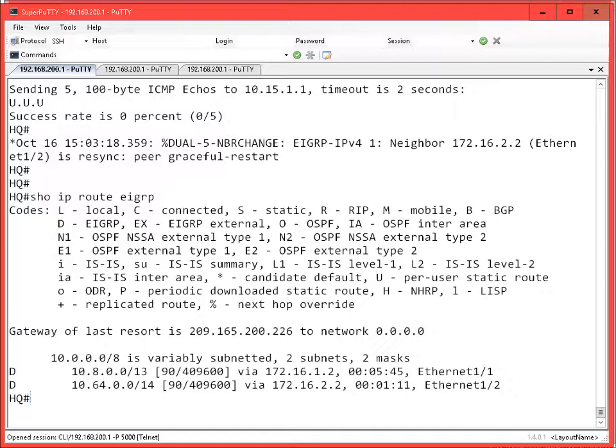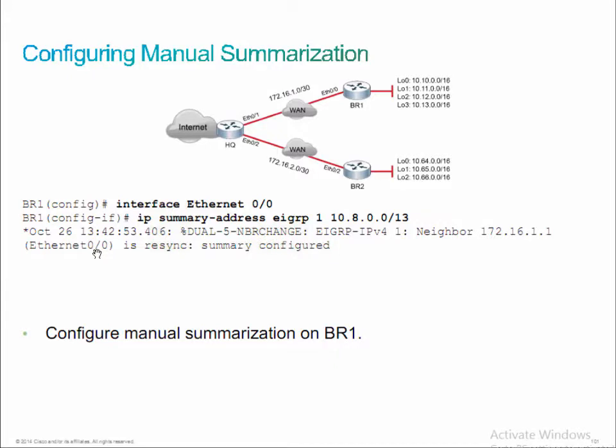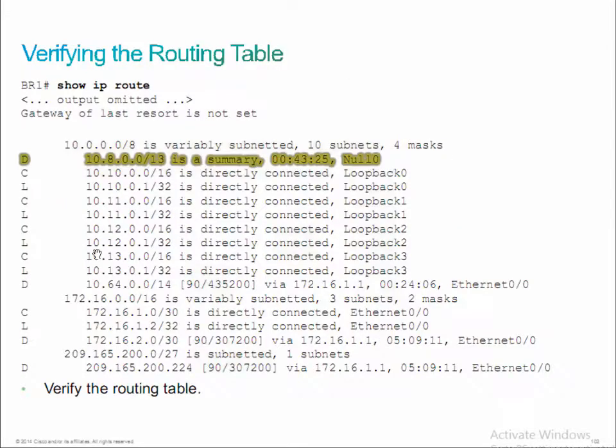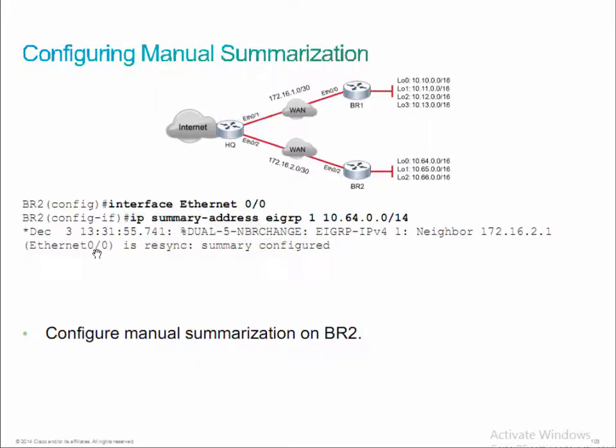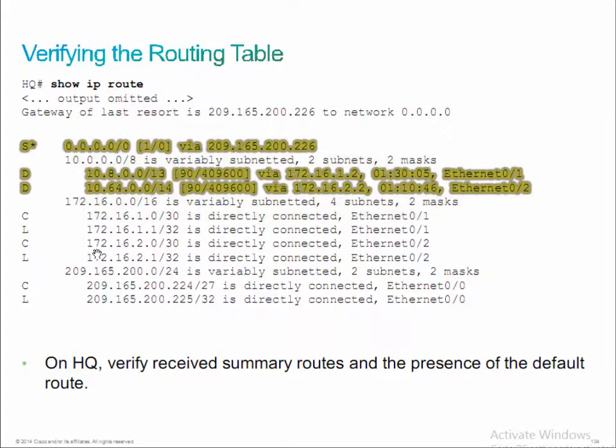209.165.202.129, that's going to be our internet route. So this will be the last thing that we talk about. Let's just flip through the slides real quick, to make sure you feel that we covered everything. There's our null zero route. We did our summary on BR2, and we get our 2 summary routes coming into our HQ router.